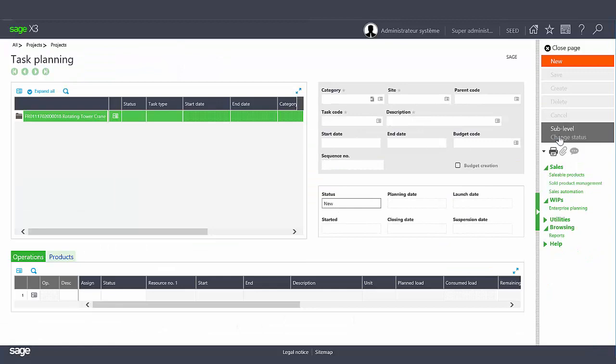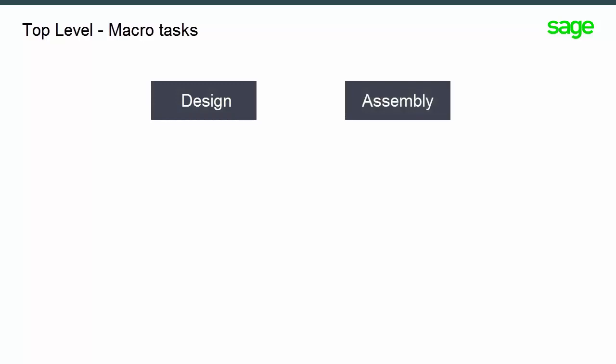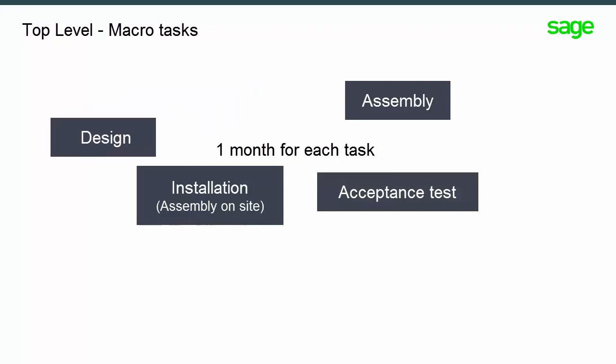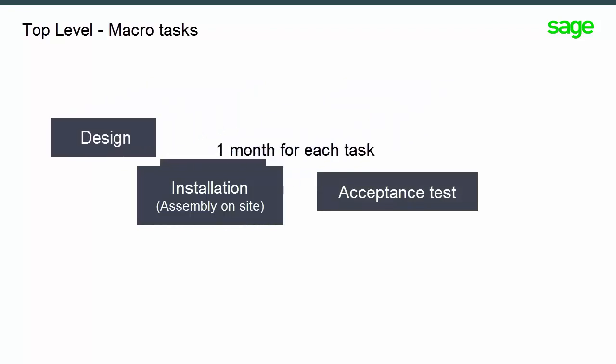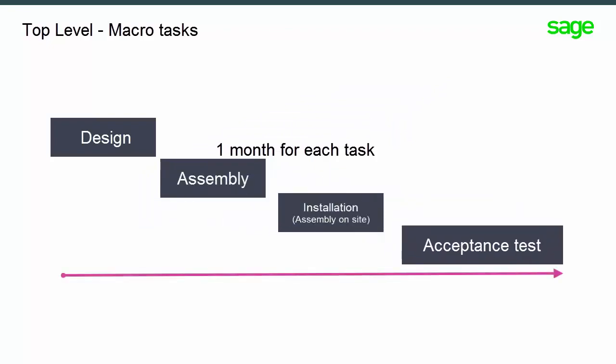The top level, or parent level, corresponds to the macro tasks. I'll create 4 of them: design, assembly, installation, and acceptance testing. For simplicity, each task has a 1-month duration, and the tasks are sequentially scheduled. The operating site is defaulted from the project header.